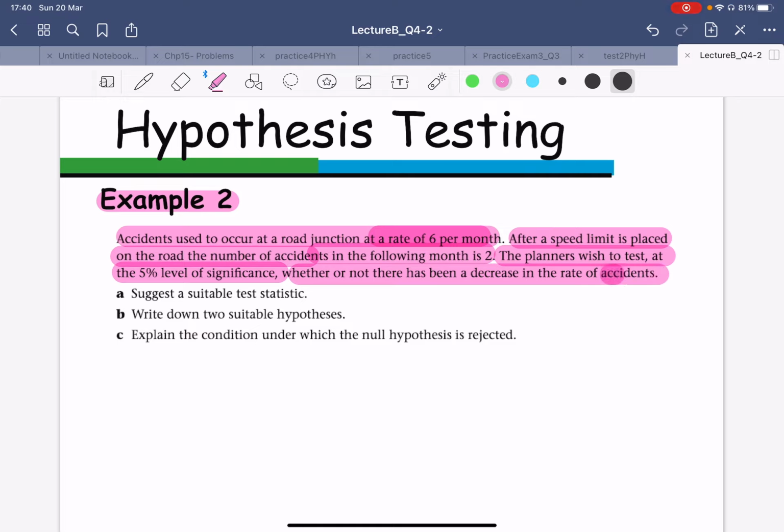The planner wishes to test at 5% level of significance whether or not there has been a decrease in the rate of accidents. Okay, so first from looking at this, I know this is going to be my alpha, right? And the rate, rate per month, this means it's going to be Poisson. This is lambda for sure. Now, what happened after you place the limit? The accidents reduce to 2. All right, let's see this. Suggest a suitable test statistic.